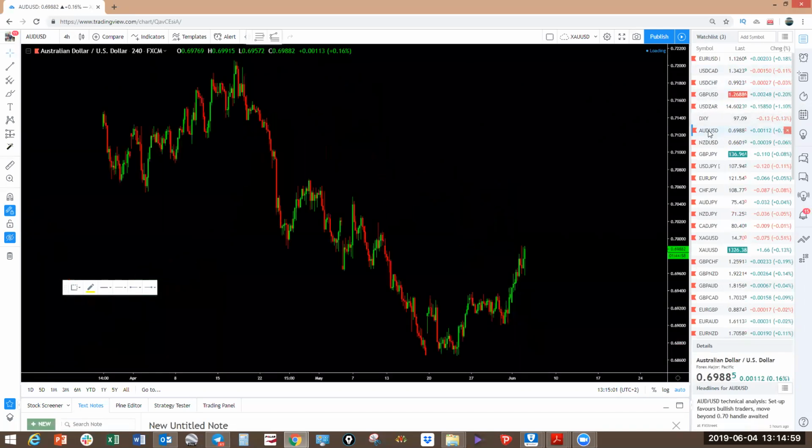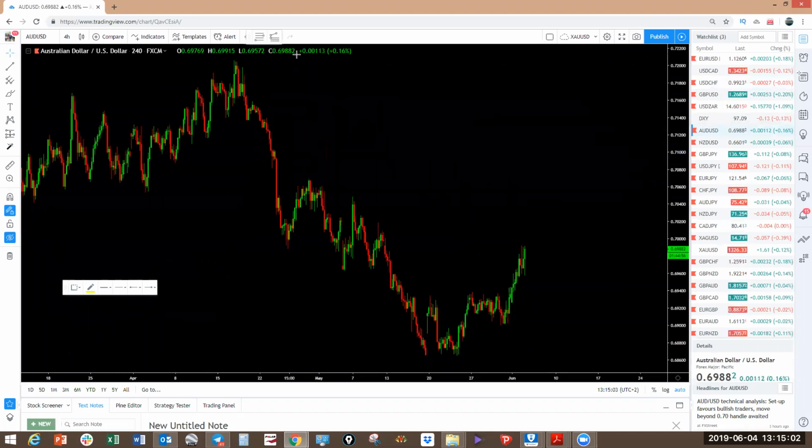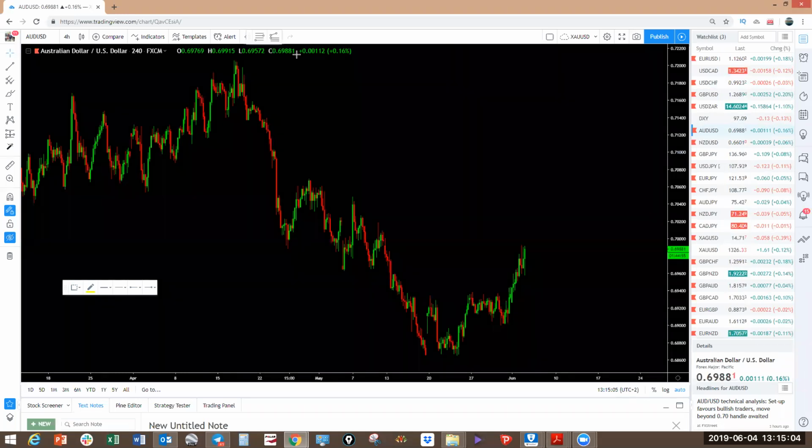AUD, we spoke about this one on Sunday. It was a textbook setup with a corrective structure here. Now we are right at the blue box on this one.